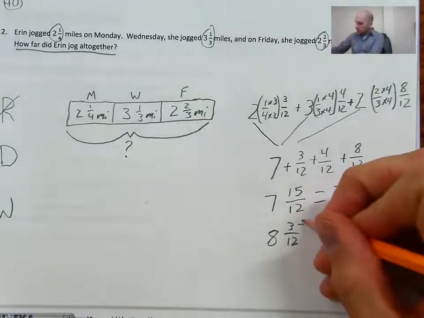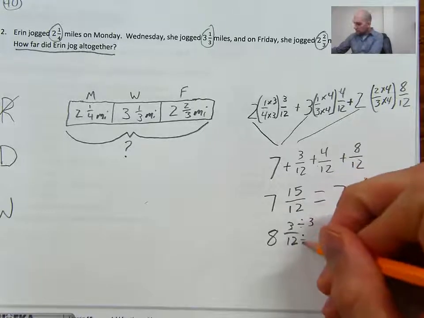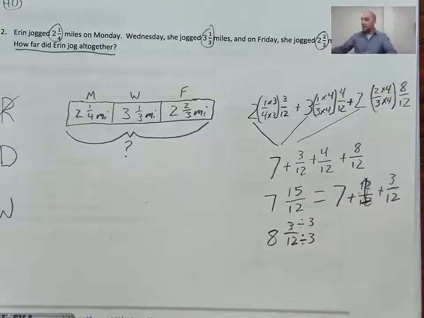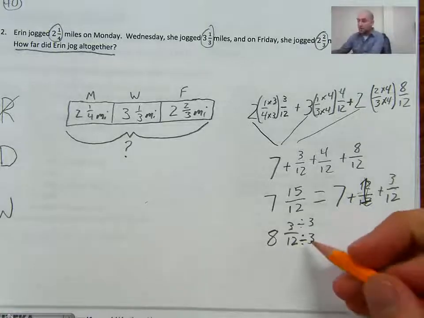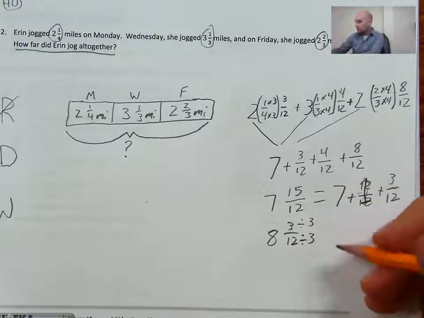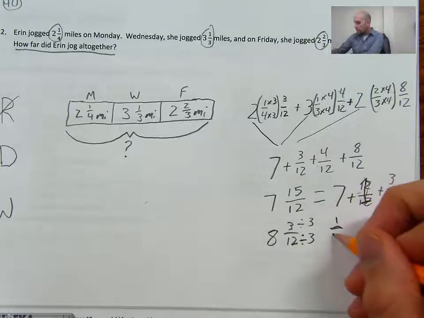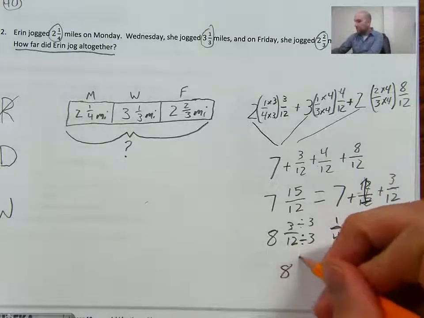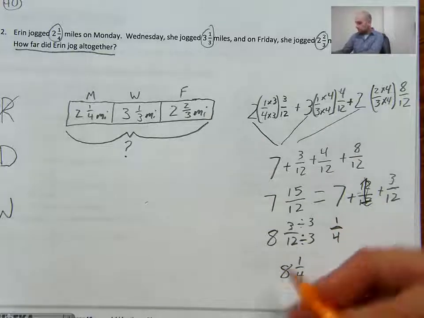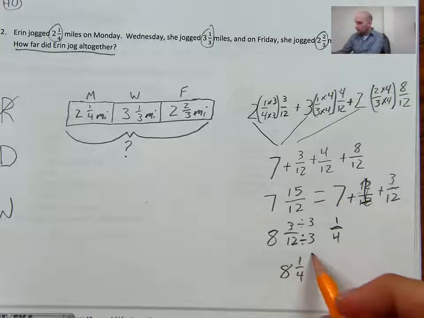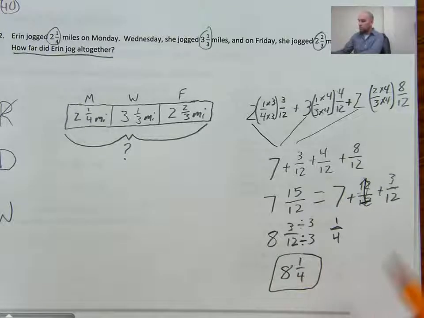some of you might have noticed we can divide both of these by 3. And if we can divide both the numerator and the denominator, we can simplify the fraction, as long as we divide them by an equal amount, because 3 divided by 3 is 1, and 12 divided by 3 is 4. So we would end up with 8 and 1/4. Because 1 times 3 would be 3, and 4 times 3 would be 12. Those would be equivalent fractions. That's just a simpler version of it.